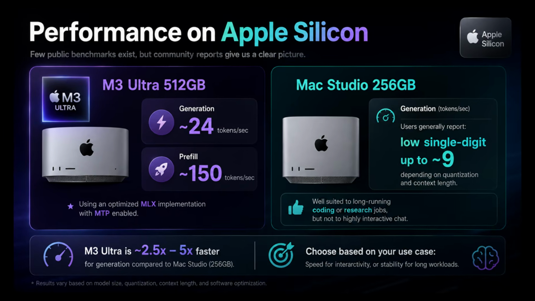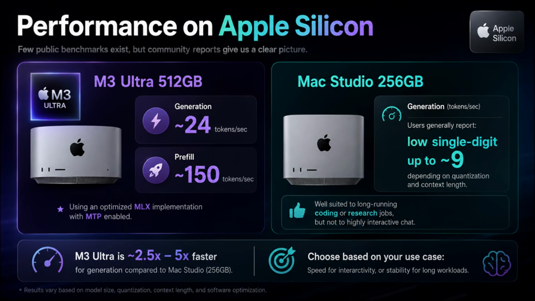Looking at the 512 gigabytes unified RAM, we are looking at M3 Ultra. This is great running the GLM-5.2. The speed can go up to 24 tokens per second, and the prefill is at 150 tokens per second. On the other hand, for the 256 gigabytes version, it is still able to run that, however, only at 1 bit. Speed is at about 9 tokens per second.